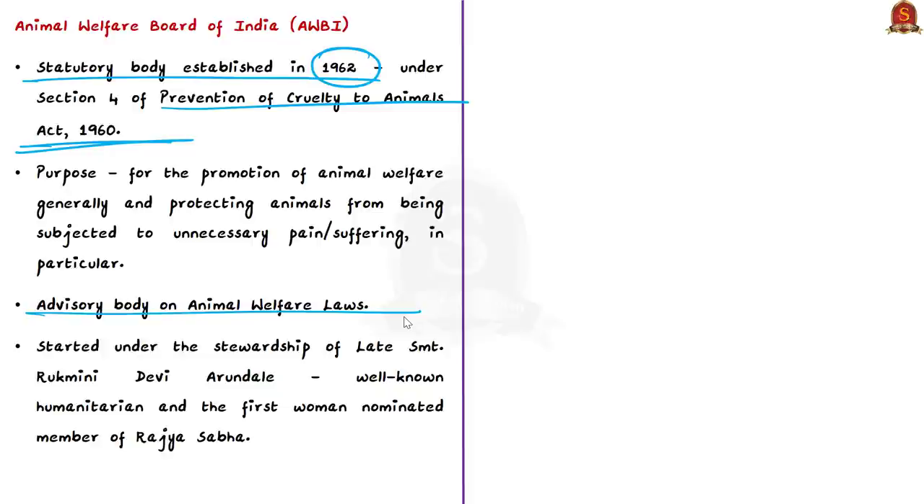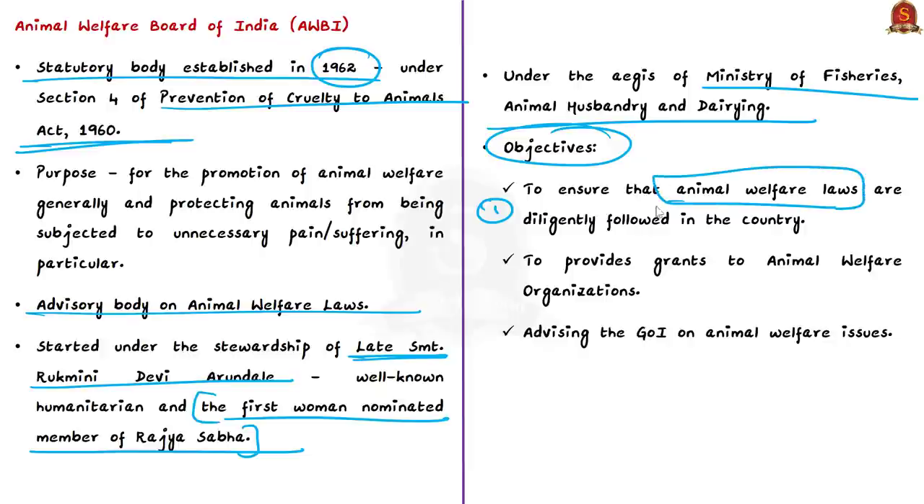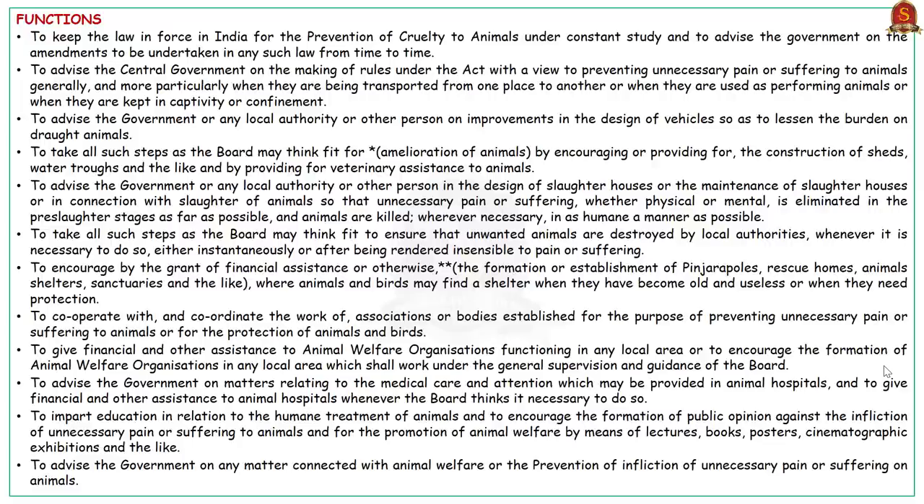See, it started under the stewardship of the late Srimati Rukmani Devi Arundale, who was a well-known humanitarian. And another special information is that she was the first nominated woman member of Rajya Sabha. It comes under the aegis of the Ministry of Fisheries, Animal Husbandry and Dairying. Its objectives include ensuring animal welfare laws are diligently followed, then providing grants to animal welfare organizations and advising the Government of India on animal welfare issues. So in line with its objectives, these are its functions.